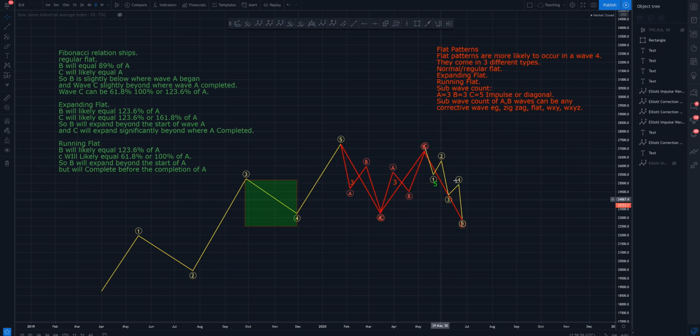The 5-wave structure in the C can be either an impulsive wave, so we would have to follow the rules from episode 1 for impulse waves, or it can be a diagonal, which you have yet to learn about but will in a future video and can come back and apply here.